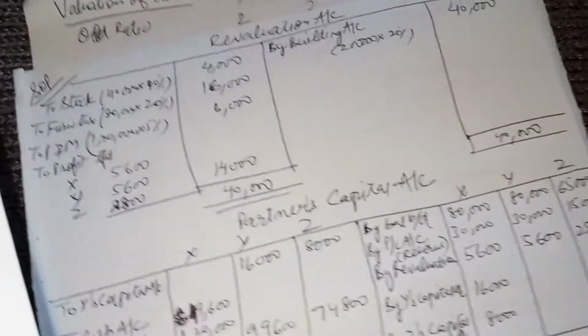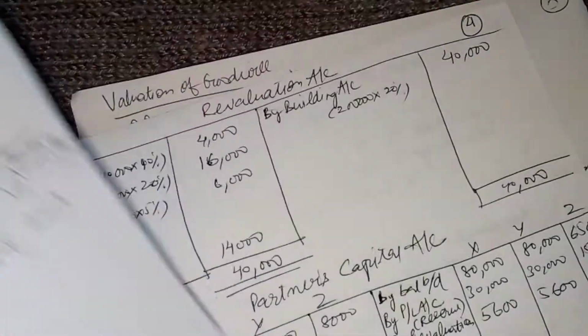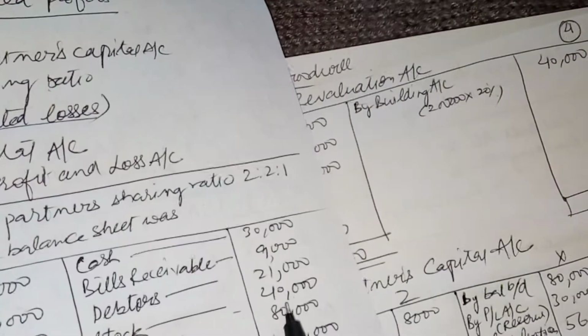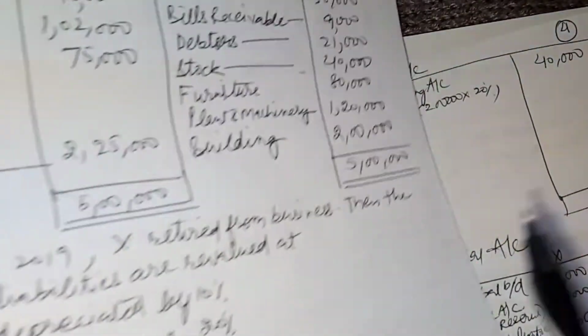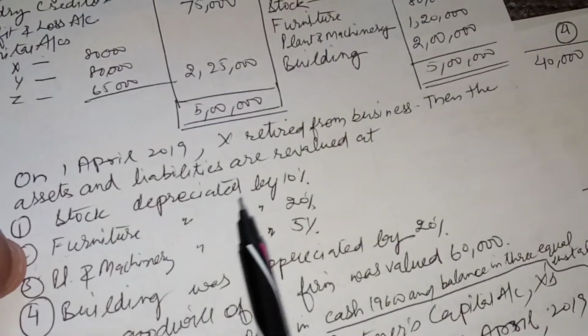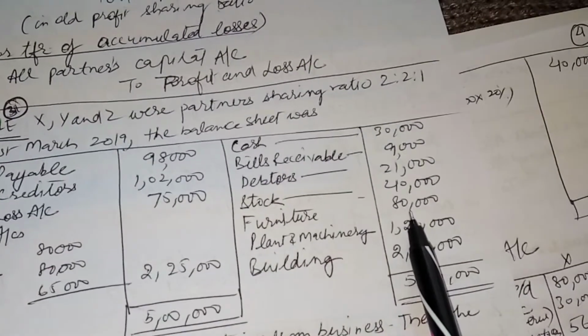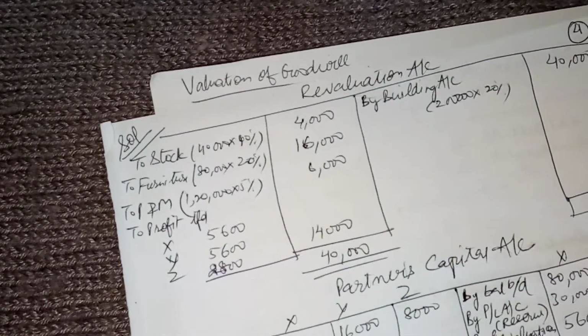Yes, the revaluation account. Now first, stock is depreciated by 10%. Stock was 40,000, so 40,000 into 10%, that is 4,000. Now the second adjustment is furniture depreciated by 20%. The furniture earlier was 80,000, so 80,000 into 20% is 16,000 on furniture.